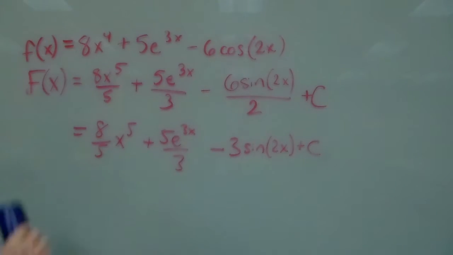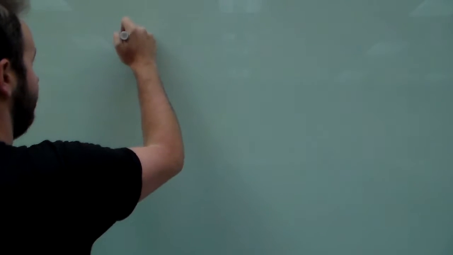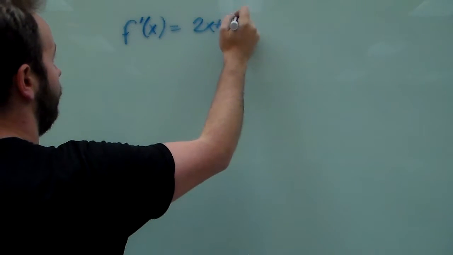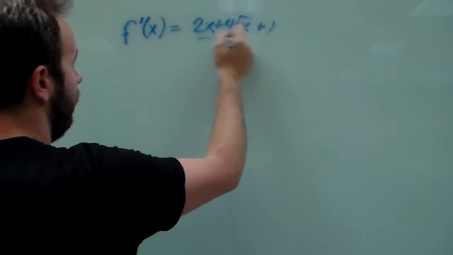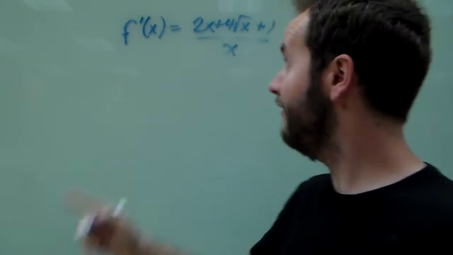Now, let's look at the next problem. The next problem is kind of a lengthy way of saying that the derivative of the function given to you is f prime of x equals 2x plus 4 root x plus 1, all over x. They say the slope of the line tangent to the curve f is given by this guy.